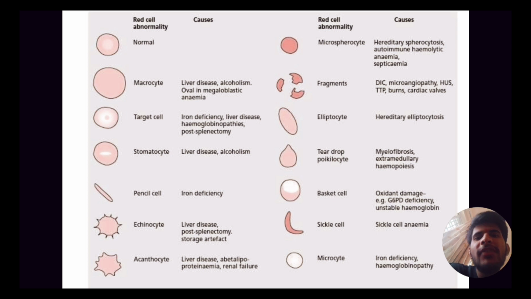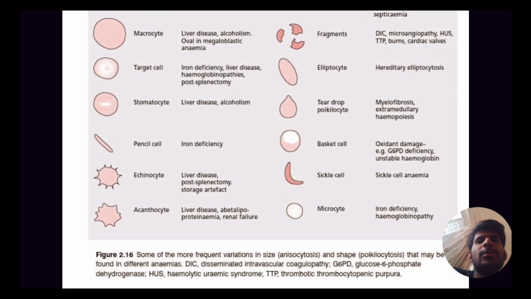Next, fragment cells or fragments of the RBC seen in disseminated intravascular coagulation, microangiopathy, hemolytic uremic syndrome, thrombotic thrombocytopenic purpura, burns, and cardiac walls. Next is elliptocyte. Elliptocyte means the RBC structure will be in the shape of an ellipse. That is seen in hereditary elliptocytosis. Next is basket cell. Basket cells are seen in oxidative damage, that is by G6PD deficiency and unstable hemoglobinopathy. Next is sickle cell. Microcyte is seen in iron deficiency and hemoglobinopathy. Sideroblastic anemia, iron deficiency anemia, thalassemia, and anemia due to chronic disease. That is microcytic anemia. Okay.